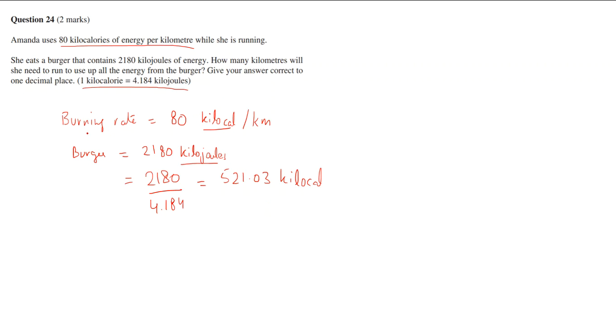Now we can work out how many kilometers she will need to run, because every kilometer she's burning 80. So if you divide 521 by 80, you will know how many kilometers she needs to run. So she would need to run 521.03 divided by 80, which is equal to almost 6.5 kilometers.